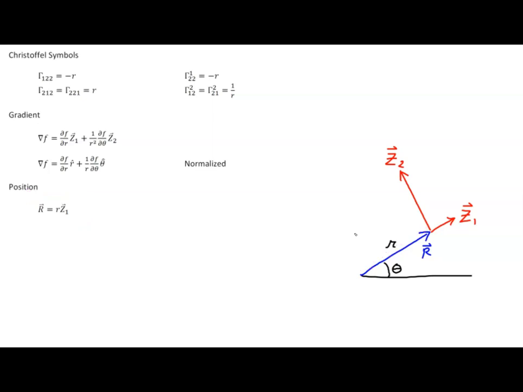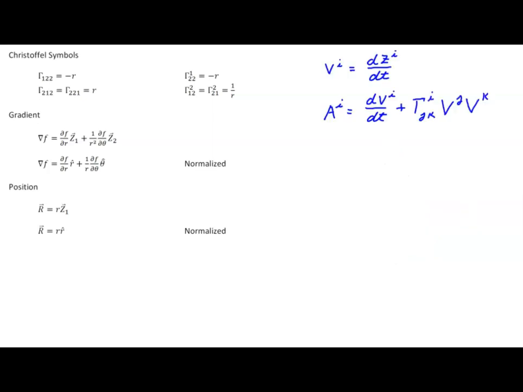Okay, the next point I want to make here is that it's also very easy to normalize this expression because z1, this basis vector here, is actually a unit vector. So we can simply replace z1 with r hat and come up with the normalized form for our position vector.